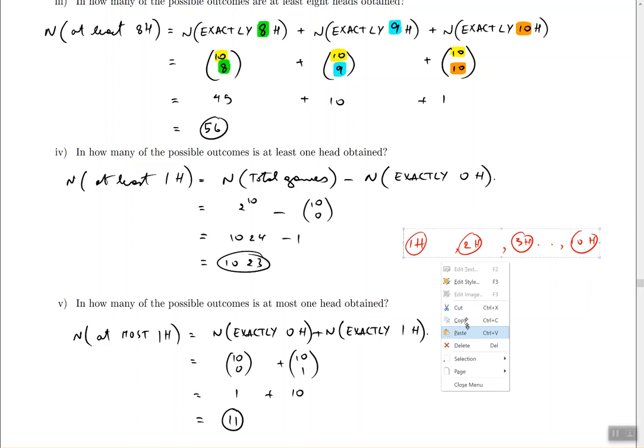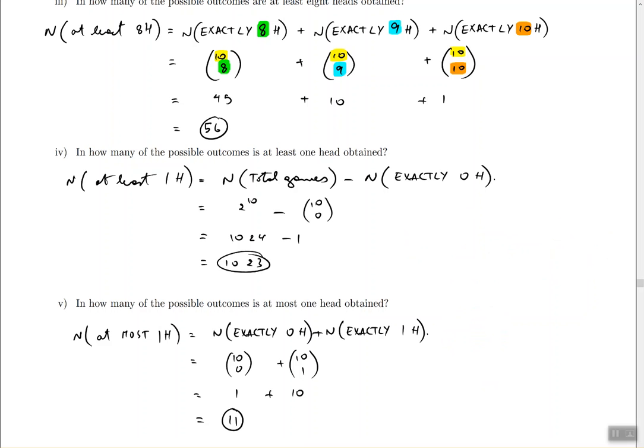So it's faster to just figure out the complement of the set. What's the complement of getting at least one head? It's basically getting 0 heads. Exactly.